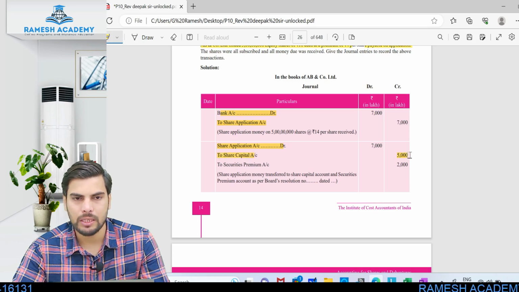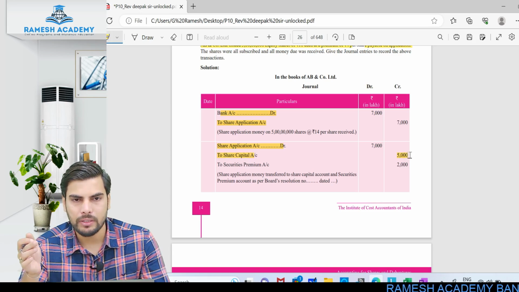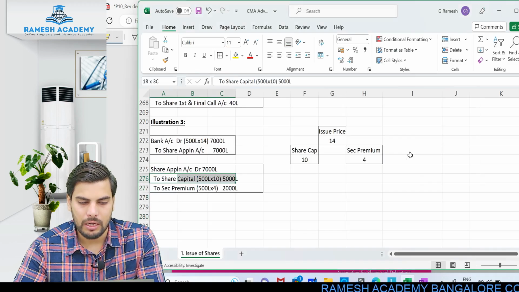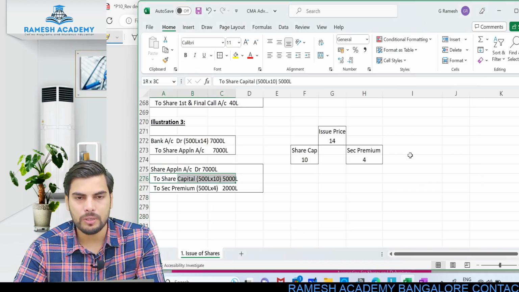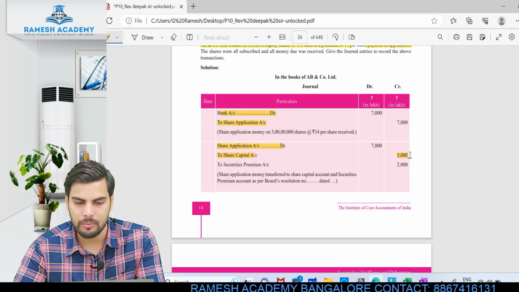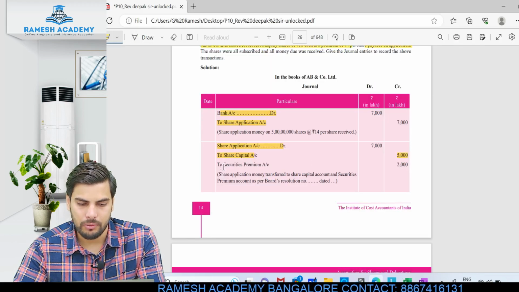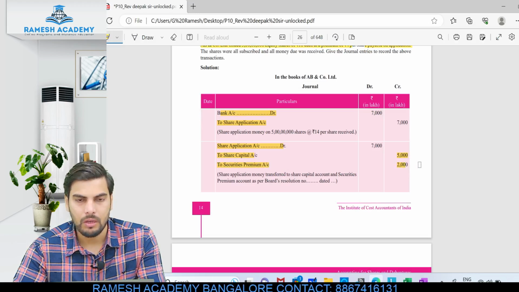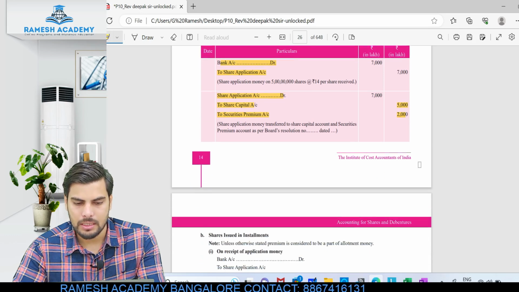How did we get this 5,000? So 500 lakh shares into 10 rupees, because 10 rupees is the nominal value or face value. And when it comes to this 4 rupees, the 4 rupees is the securities premium that will be transferred to a separate account. So to securities premium 2,000 lakh. Is this clear?